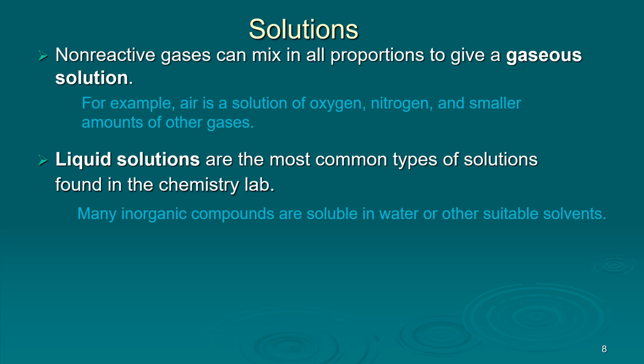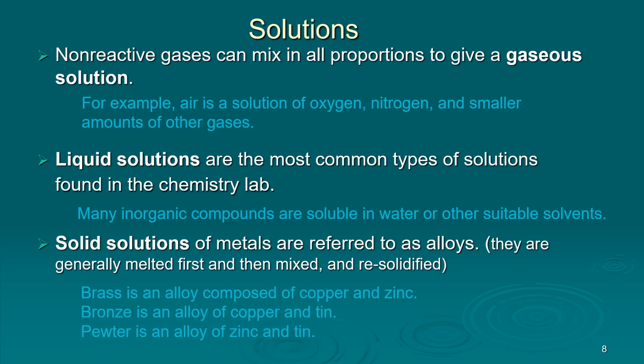So like salt water or soda water or alcohol mixed in water, diluting down something. And then we can have our solid solutions, which are often referred to as alloys. Generally, if they have to both be solids, you might have to melt them first and then mix them and re-solidify them. But here's just some examples of other alloys. Brass is an alloy of copper and zinc, bronze is copper and tin, and pewter is zinc and tin.